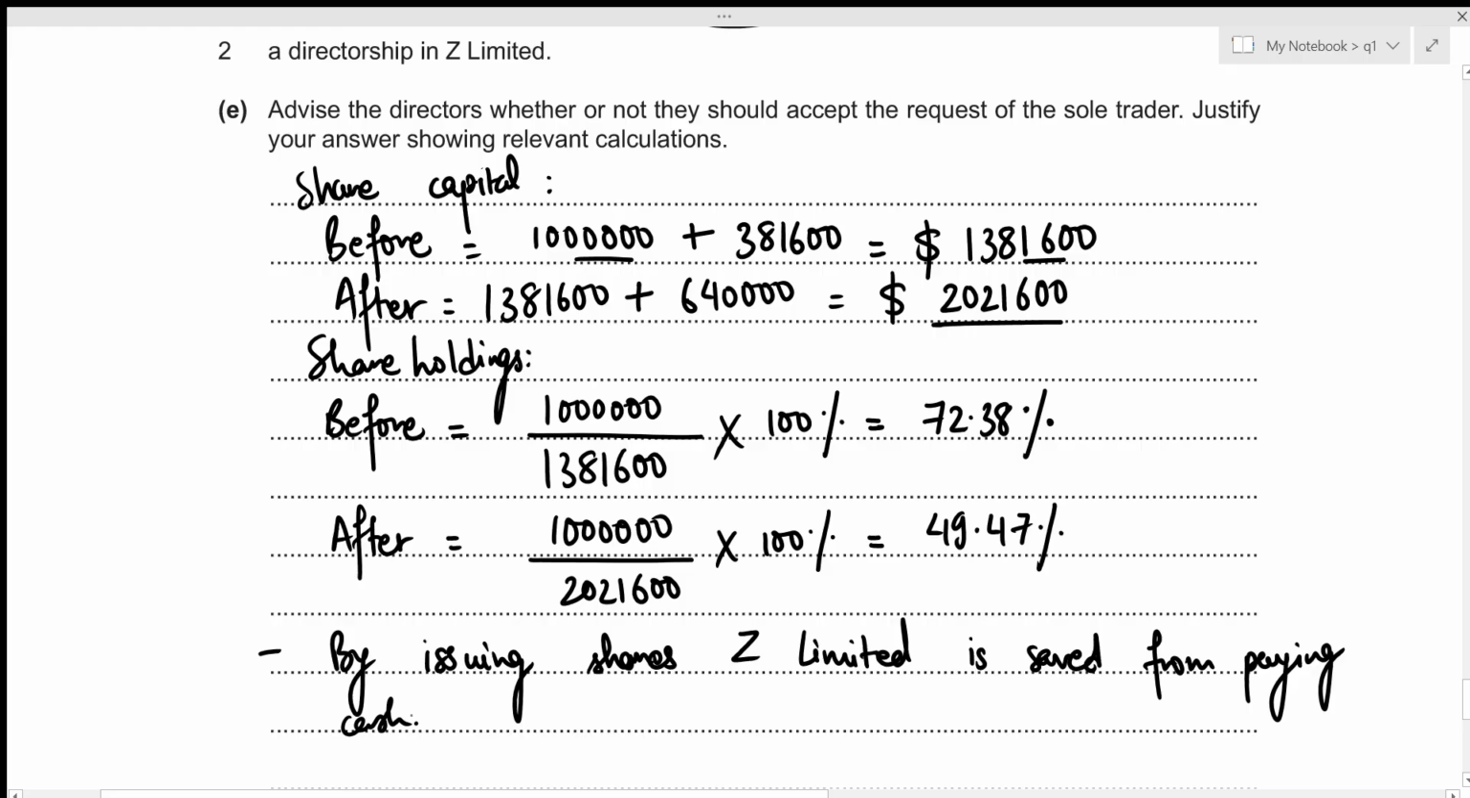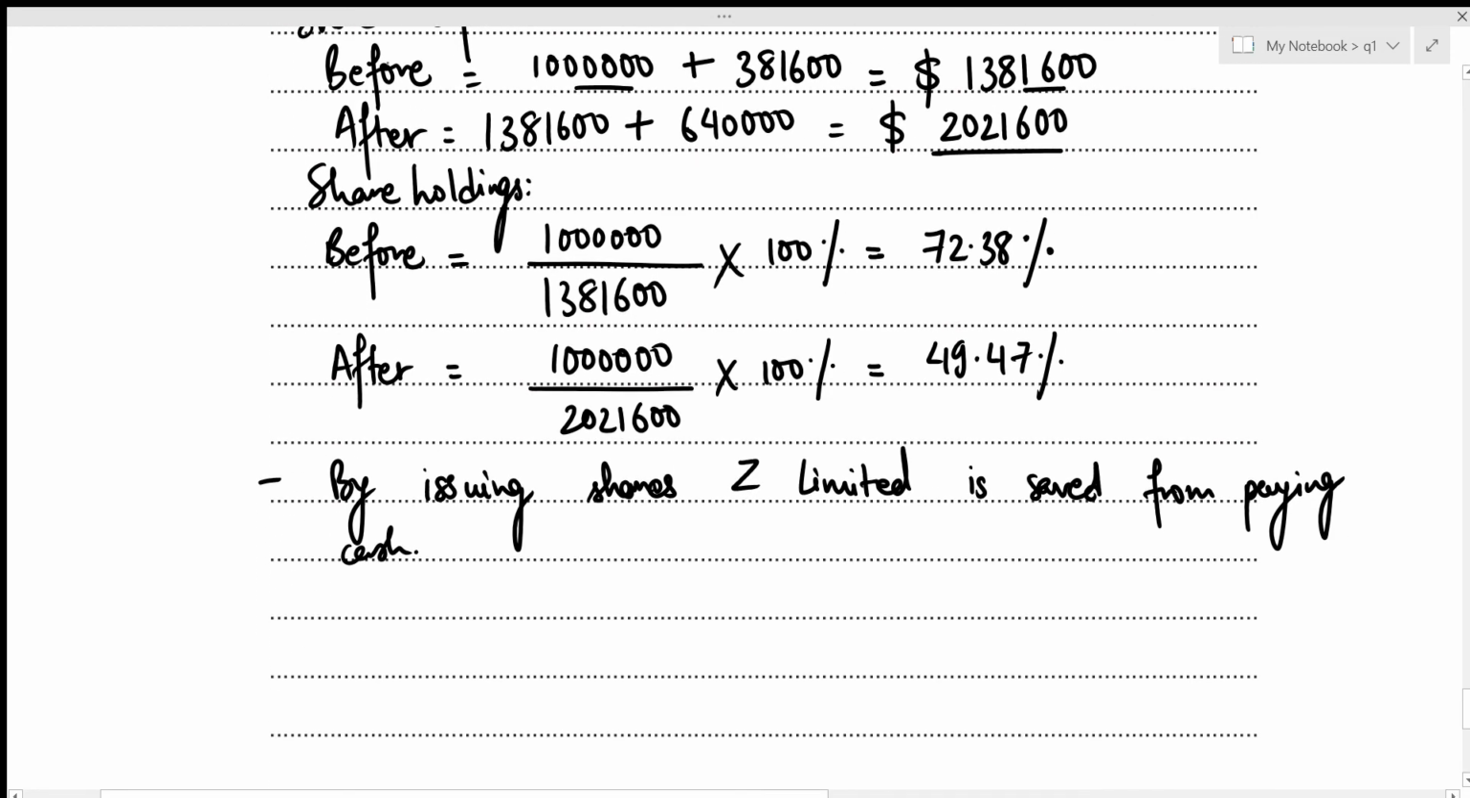Okay, and similarly, the sole trader will also act as the director, right? Because that is the condition he presented towards the acquisition. And if that's the case, then the sole trader can also bring in his experience and expertise, which might enhance the performance of Z Limited. Let's write it down. The sole trader can bring in his experience and expertise.